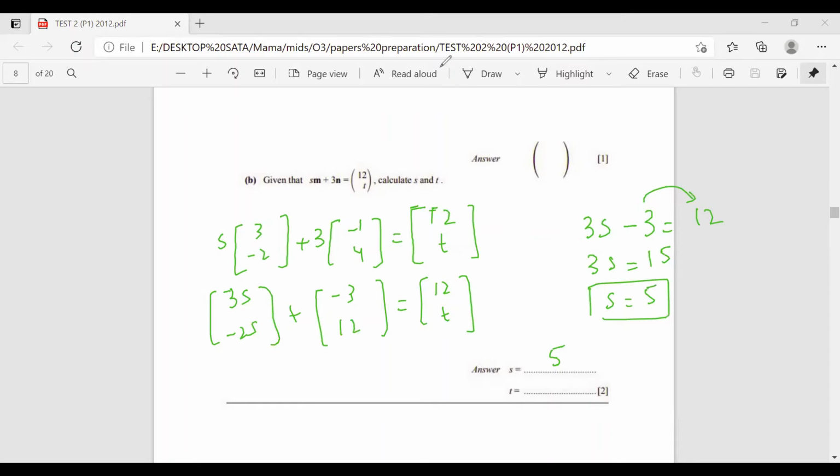To get your answer for t, just simply substitute the value in the other equation, after formatting it: minus 2S plus 12 equals t. The value of S is 5, so minus 10 plus 12 equals t. So the final answer for t is 2. So that's clear. Moving on to the next question.